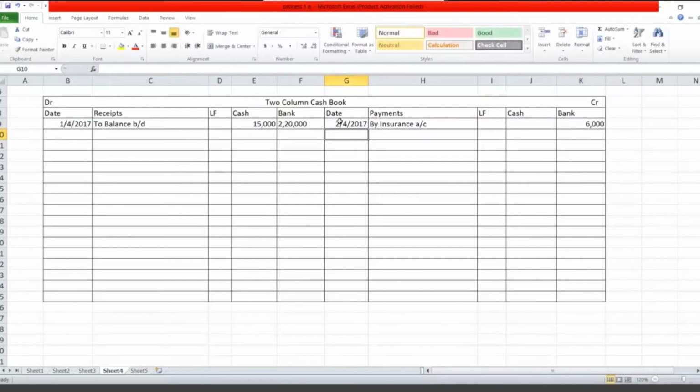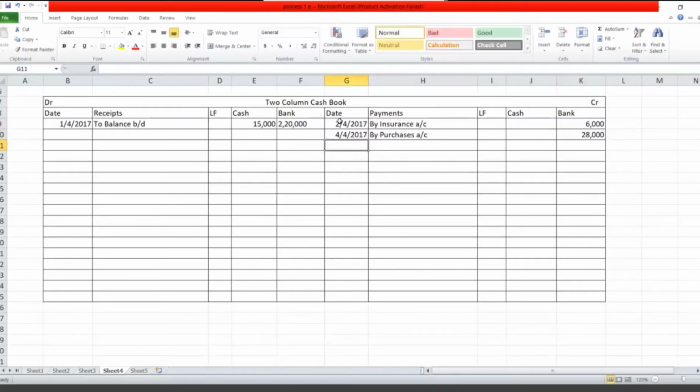Next transaction, issued check for goods purchased. You have purchased the goods and you are paying by check. So write down by purchases. By purchases, we paid through check. So write down in the bank column 28,000.